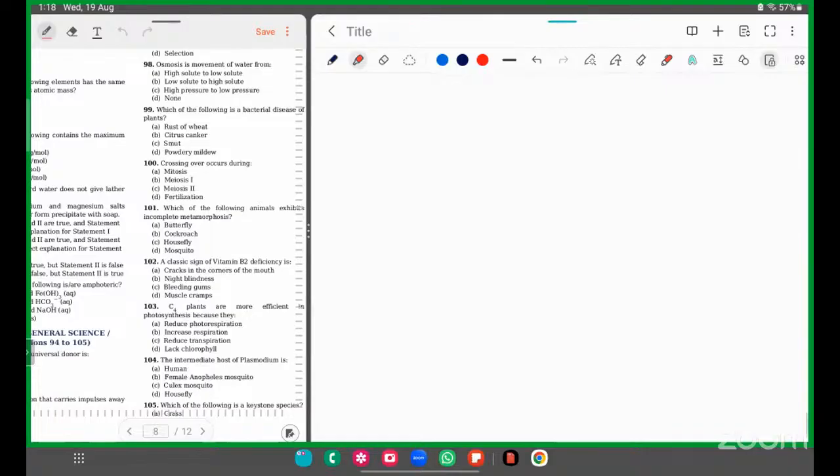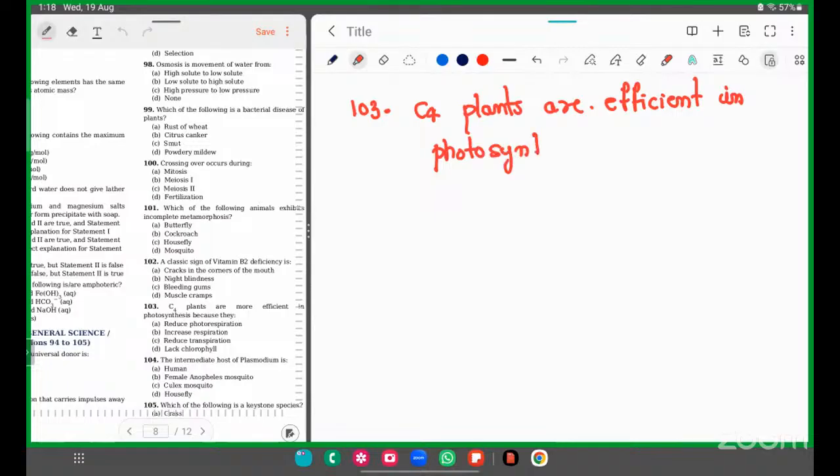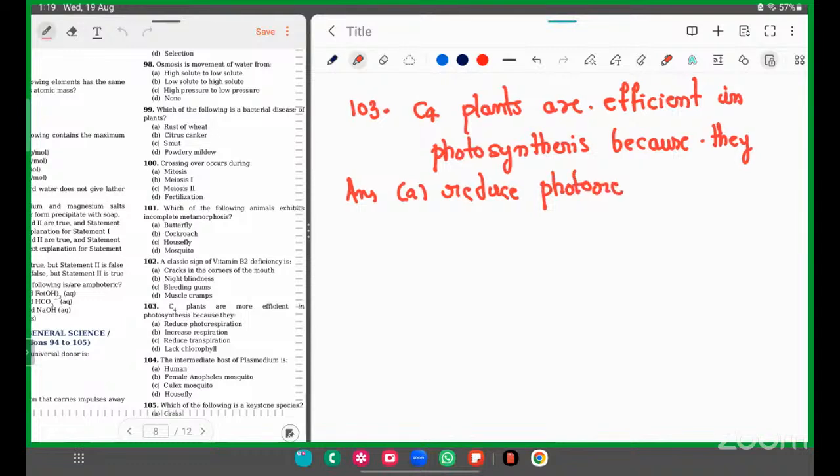So 103, C4 plants are efficient in photosynthesis because the answer will be they reduce photorespiration.